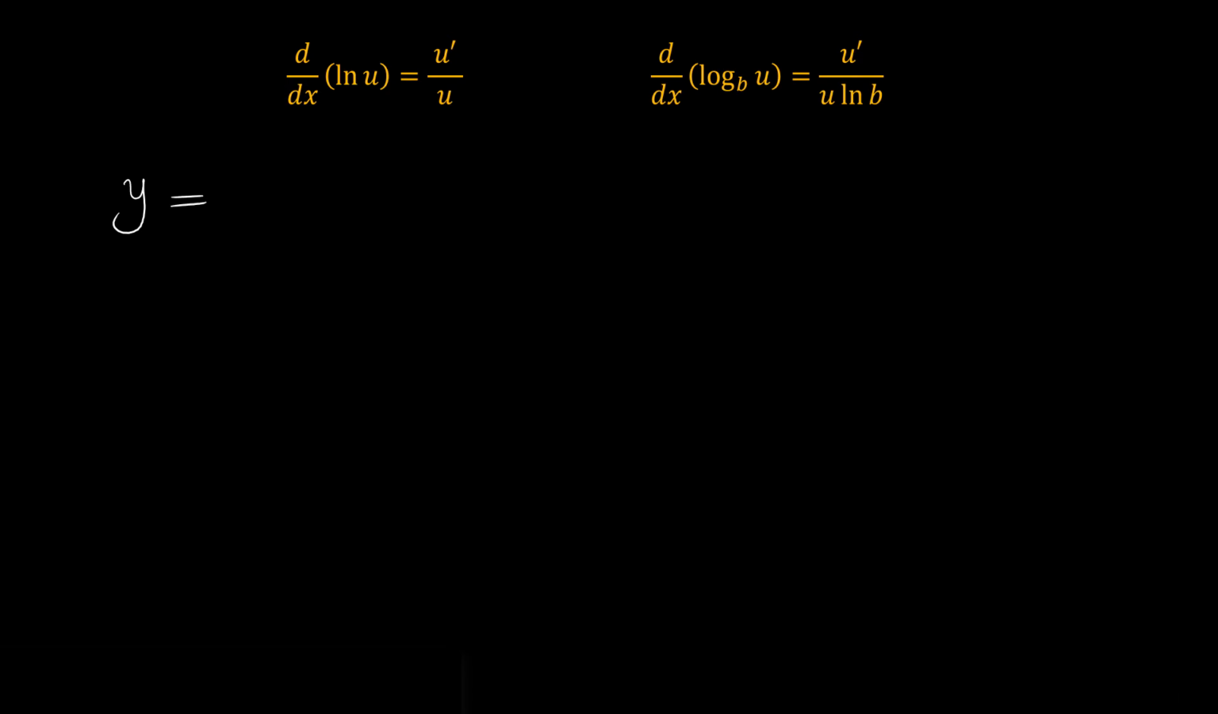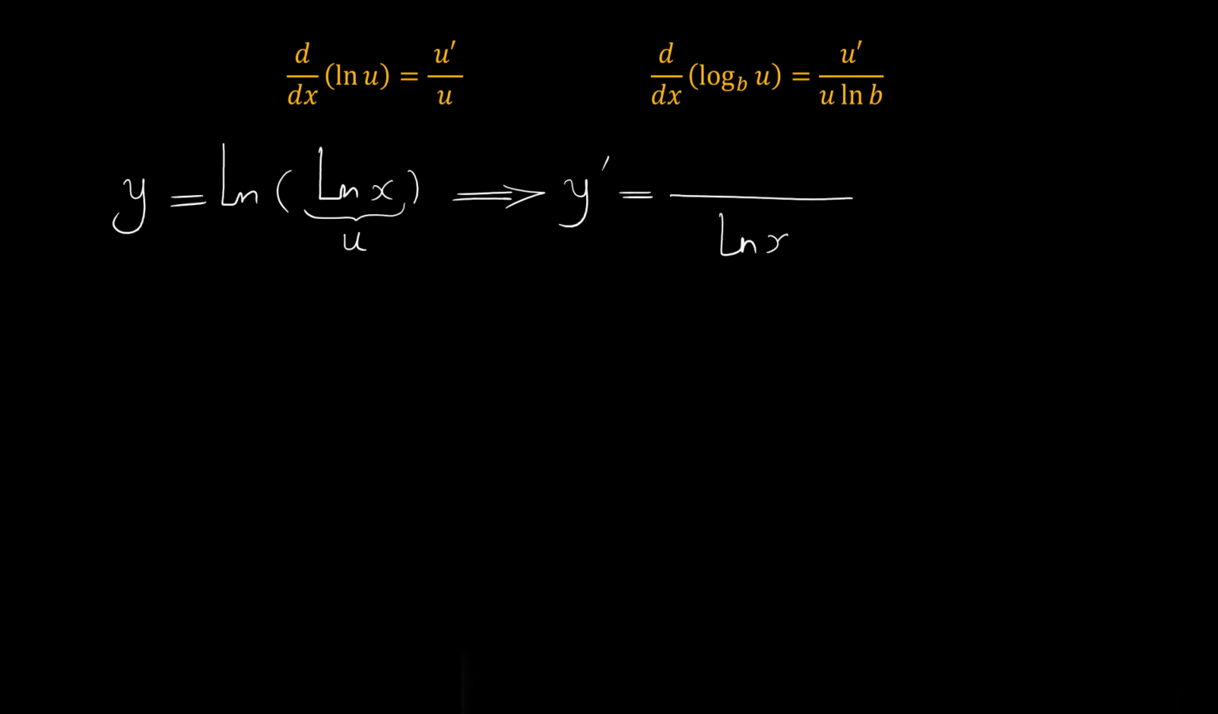Let's do some more examples. Consider this function, ln of ln of x. This is a bit more tricky question. Note that in this example, this expression is u, and based on our formula, derivative of ln of u is u prime over u. So derivative of ln of ln of x has ln of x in the denominator, because we have to put u in the denominator, and in the numerator we have u prime, which means derivative of this expression. What is derivative of ln of x?